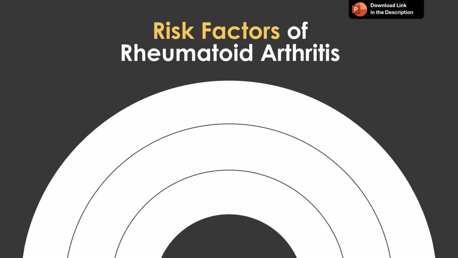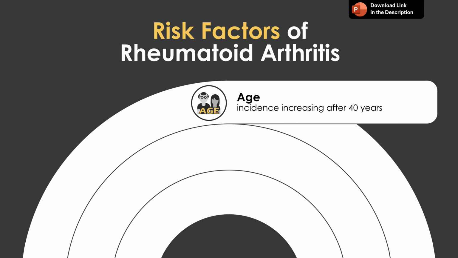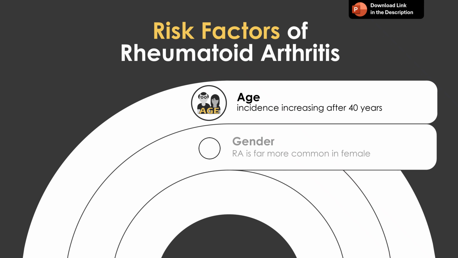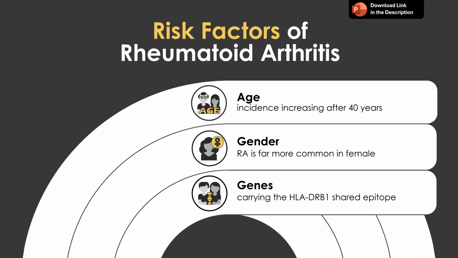The development of RA is influenced by several key risk factors. Age plays a significant role, with incidence increasing steadily after 40 years. Gender is another major factor, as RA is far more common in females. Genes play a role, particularly in individuals carrying the HLA-DRB1 shared epitope. These combined factors contribute to the complex etiology of this autoimmune condition.